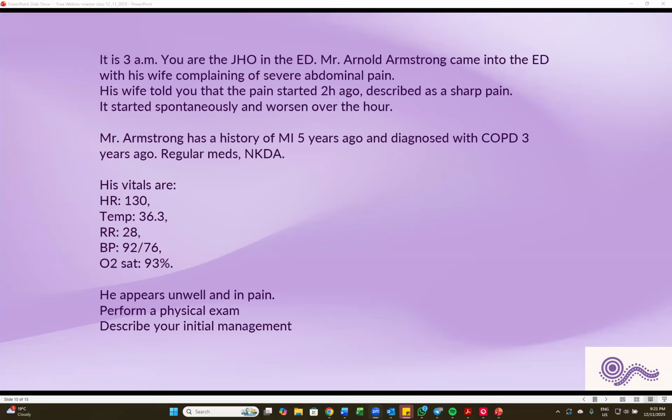On inspection, I cannot see any raised JVP. Then I'm going to move to inspection of the chest. I don't see any surgical scars indicative of a CABG. I do not see the apex beat being displaced.